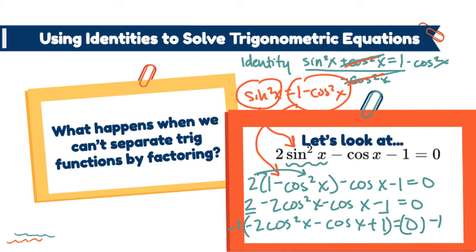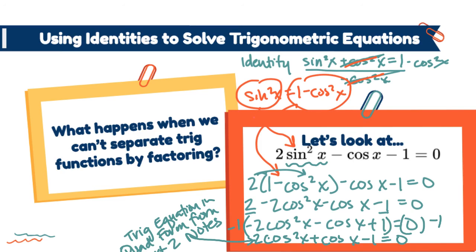And that would change all the signs on the left. And 0 times negative 1 is 0. And this is actually the trigonometric equation in quadratic form that we solved in the previous notes. So once we were able to use that identity to simplify this equation, we can further solve the equation from there, just like we did in the part 2 notes. So let's look at another example and we'll follow through and solve the whole thing.